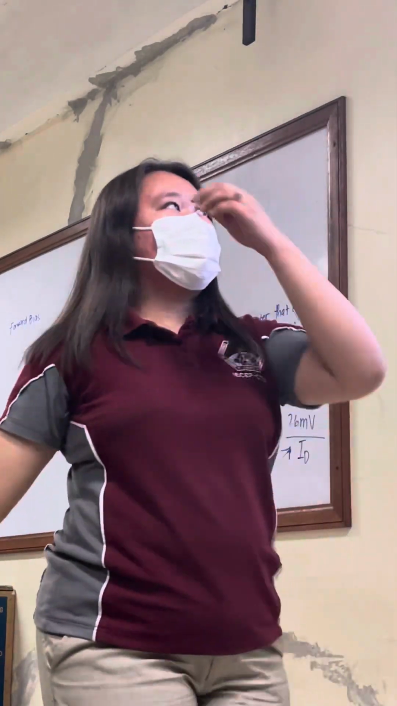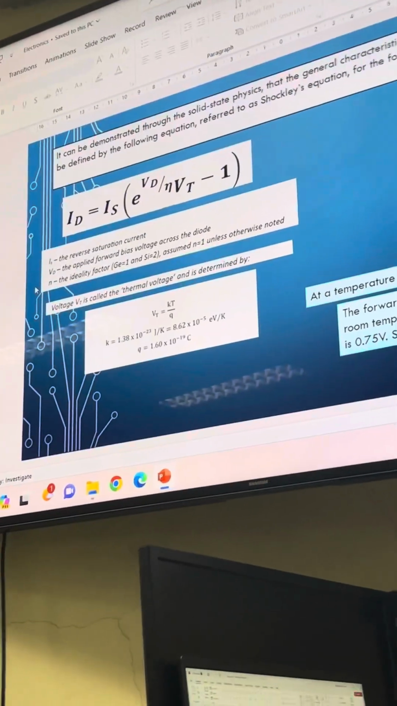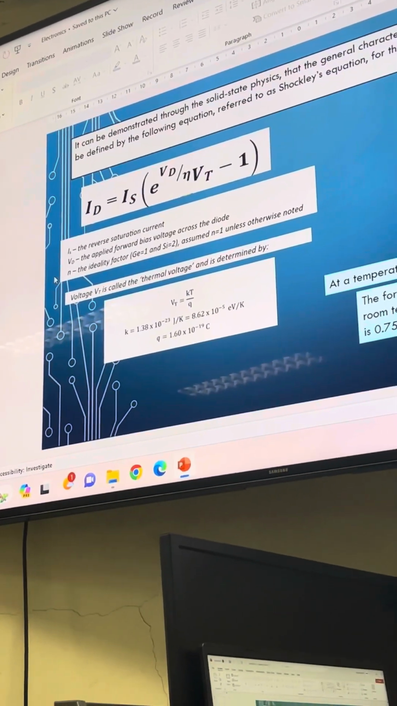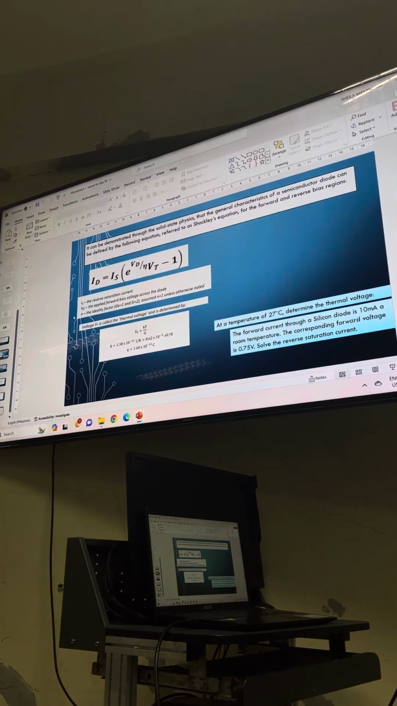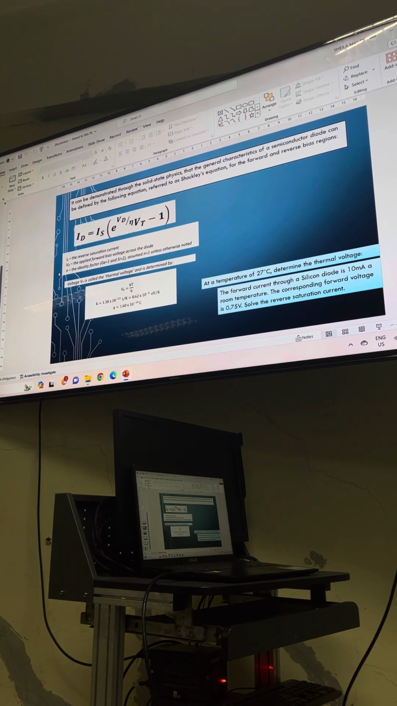Next. It can be demonstrated through solid state physics that the general characteristic of a semiconductor diode can be defined by the following equation, referred to as Shockley's equation, for the forward and reverse bias region. So this is ID equals IS times e raised to the power of VD all over N times VT.